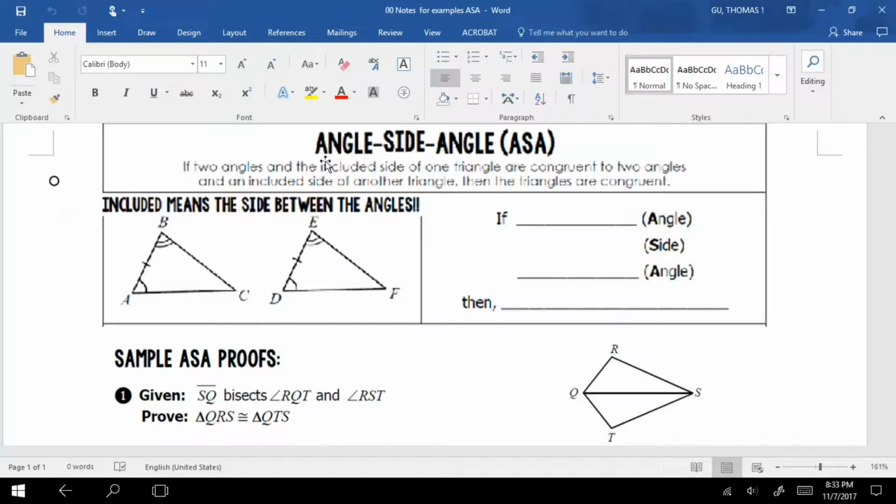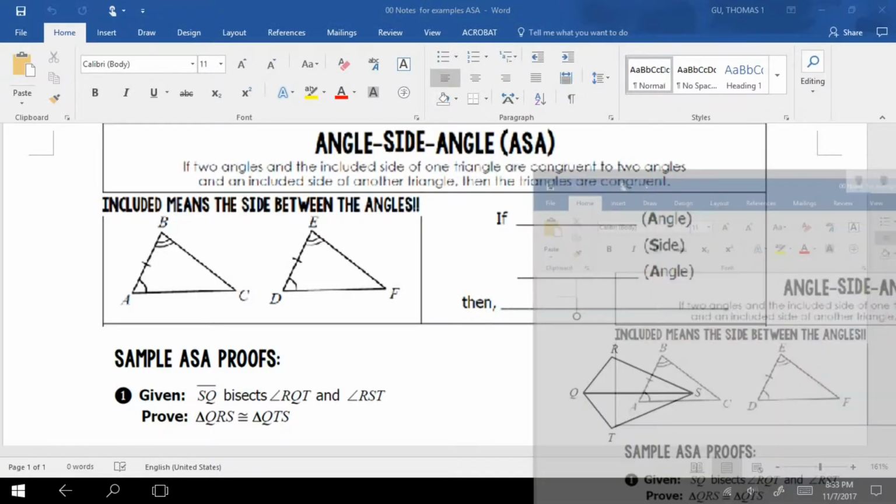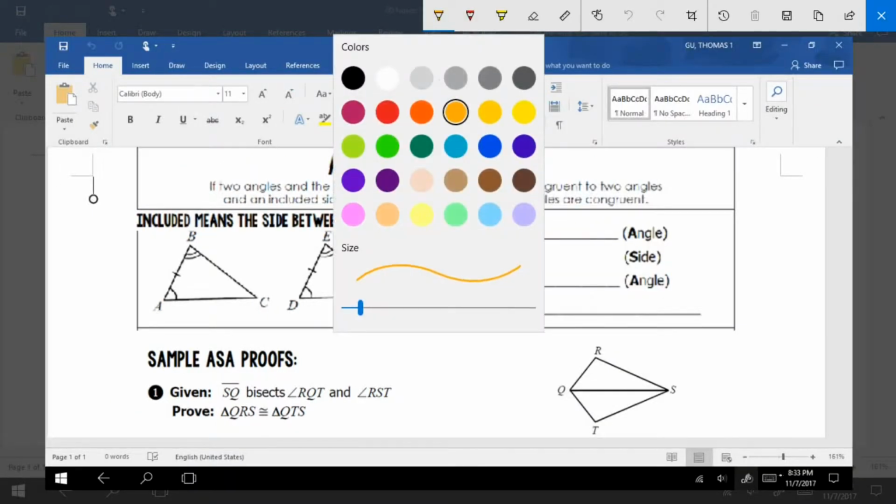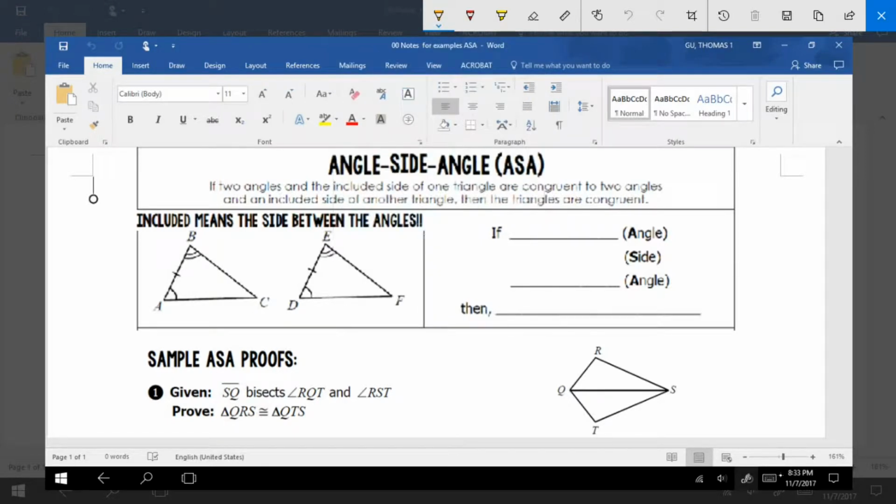So let's take a little read here. If two angles and the included side of one triangle are congruent to two angles and the included side of another triangle, then the triangles are congruent. So let's take a look at our picture, our diagram here, and write the appropriate labels. So included means the side between the angles, between.